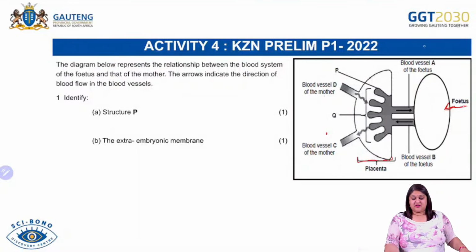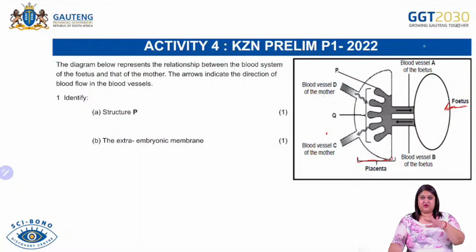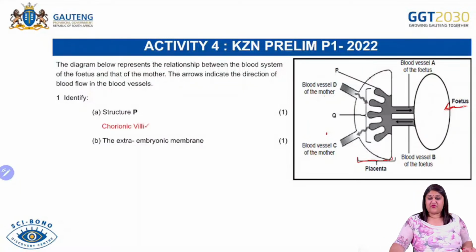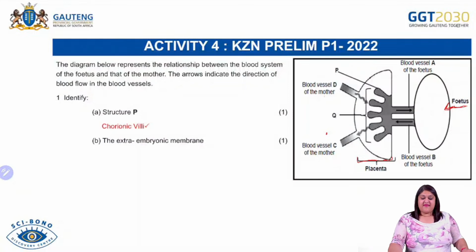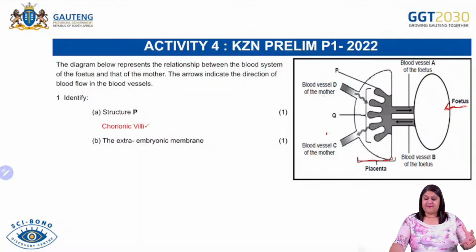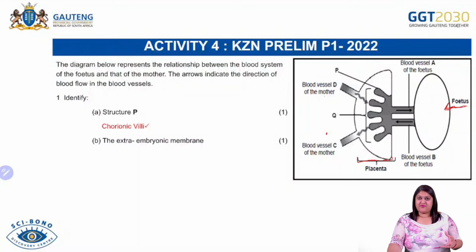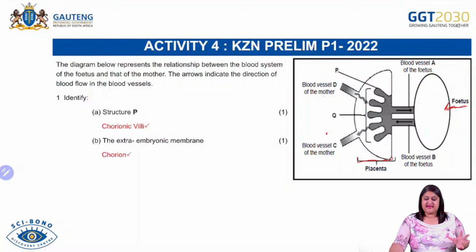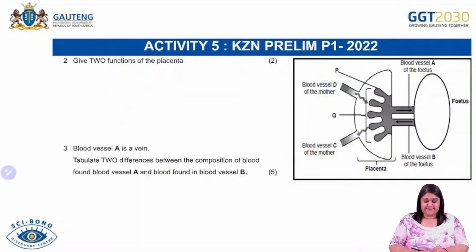So what is structure P? Now we told you that those are those long finger-like projections that are called the chorionic villi. Then what is the extra embryonic membrane? The extra embryonic membrane, we spoke about those ones, and that is the chorion. So we have the chorion that develops the chorionic villi.